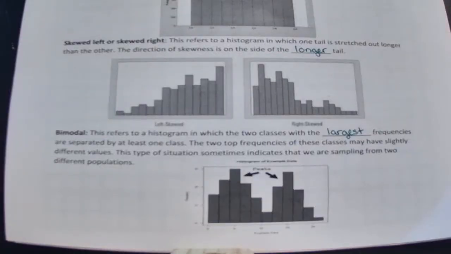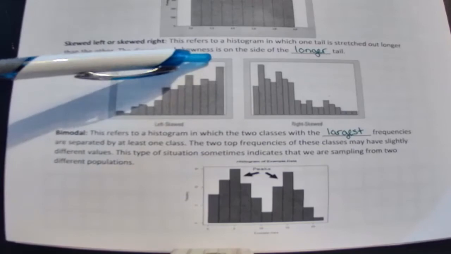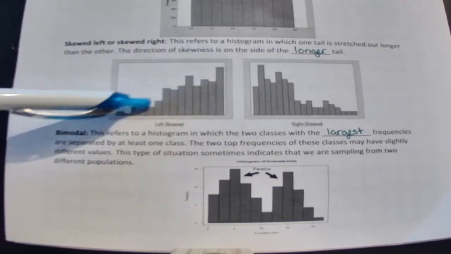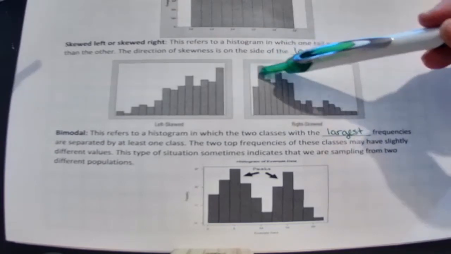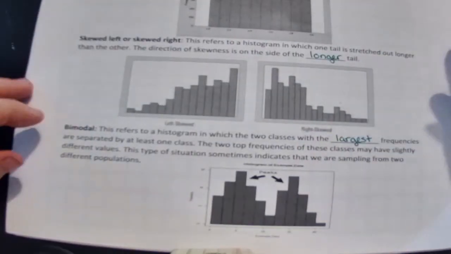Okay, so now the last two on that same page are skewed left and skewed right. This refers to a histogram in which one tail is stretched out longer than the other. The direction of the skewness is on the side of the longer tail. So this one's skewed left because it trails off to the left. This one is skewed right because it trails off to the right.